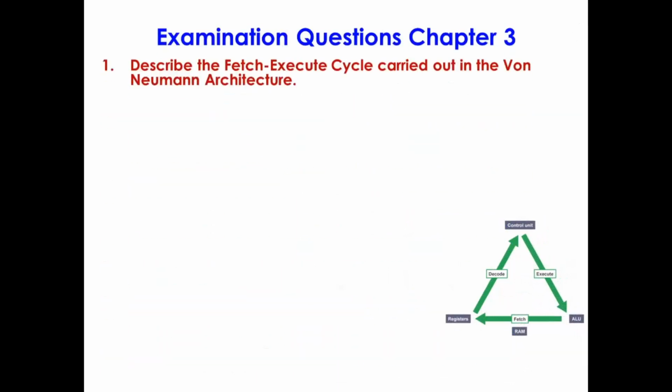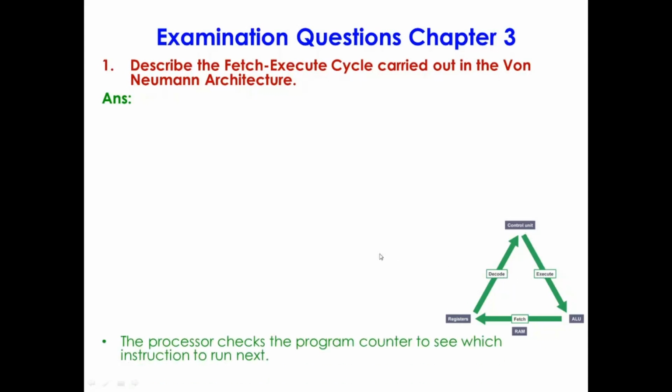Okay, describe the fetch execute cycle carried out in the von Neumann architecture. We studied about the von Neumann architecture and we studied about the fetch execute cycle. Fetch means to get something and execute means to run something. So basically there are three steps. First the instruction is fetched, then decode means to understand it, and then execute means to run it.